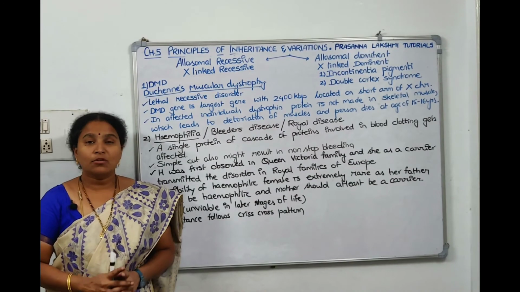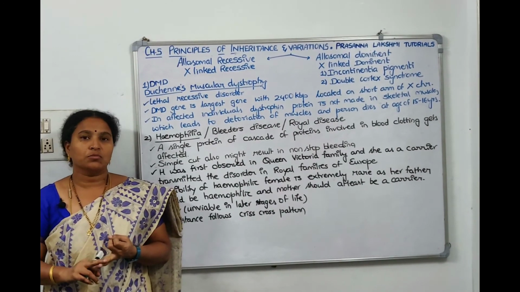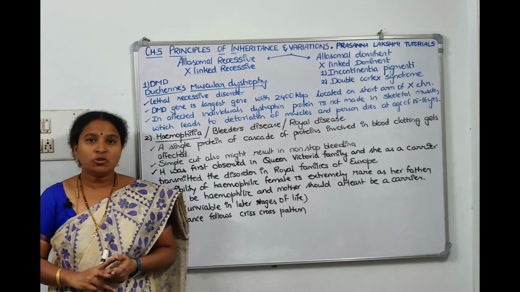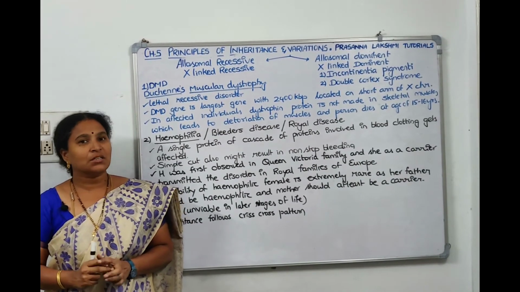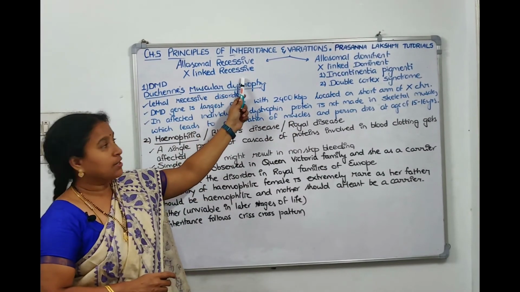Next, coming to allosomal disorders. Allosomes means X chromosome and Y chromosome. So there are X chromosomal disorders and Y chromosomal disorders. Y chromosomal disorders are not mentioned in NCERT. Under X chromosomal disorders, we have X dominant disorders and X recessive disorders.